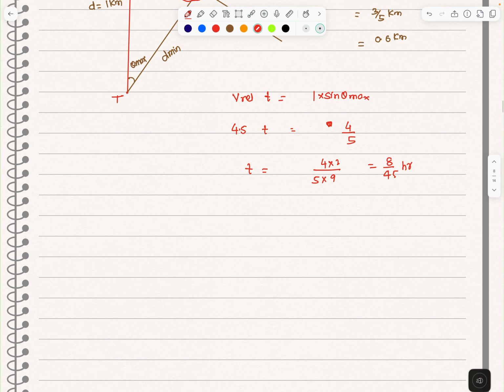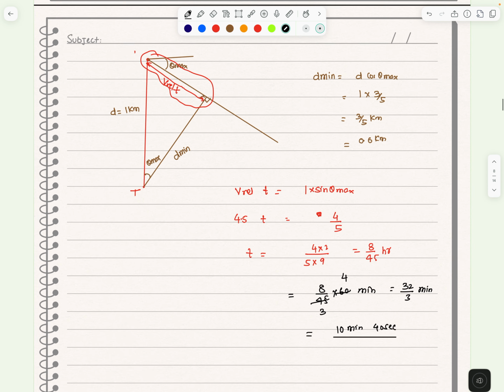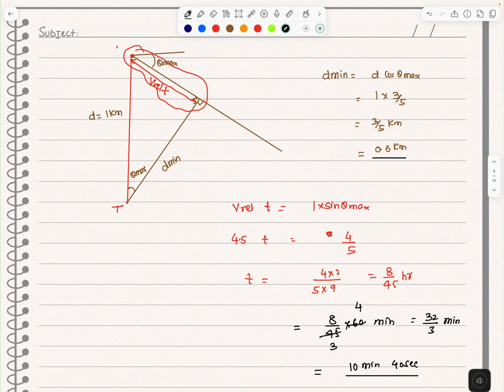You can convert it into minutes and seconds. If you multiply by 60, it is 8/45 into 60 minutes. 15 we can cancel, it is 4 and 3. That is 32 by 3 minutes. That means 10 minutes, and 2 by 3 minute we can convert into seconds, that is 40 seconds. So the correct answer will be 10 minutes 40 seconds, and the minimum distance will be 0.6 kilometer.